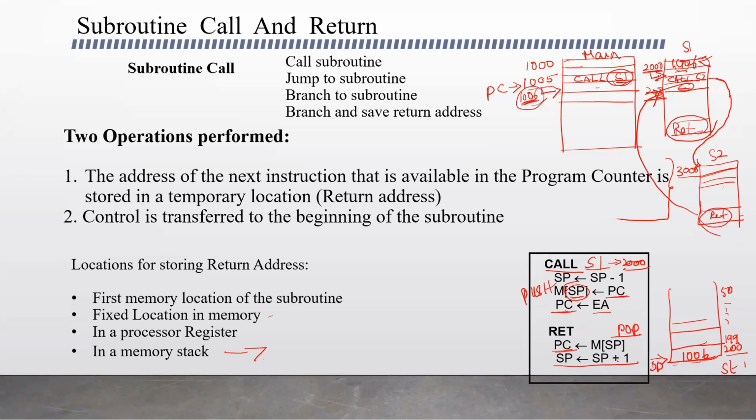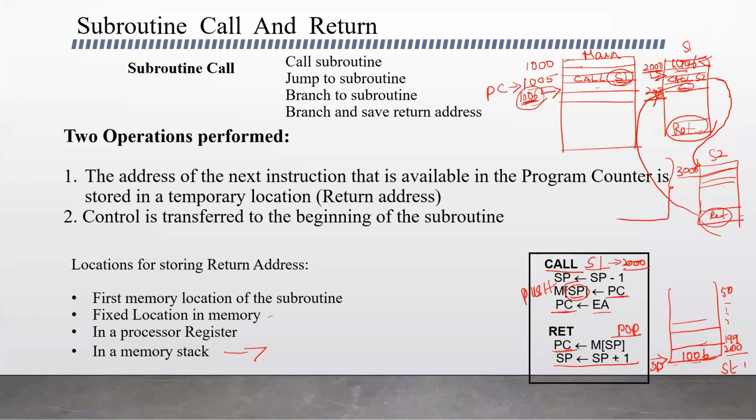Any doubts in this? We have discussed the branching, the program control instructions. Branch and jump are both the same and used in the same way. And skip. Skip is to skip the next instruction, one instruction. It is a zero address instruction.